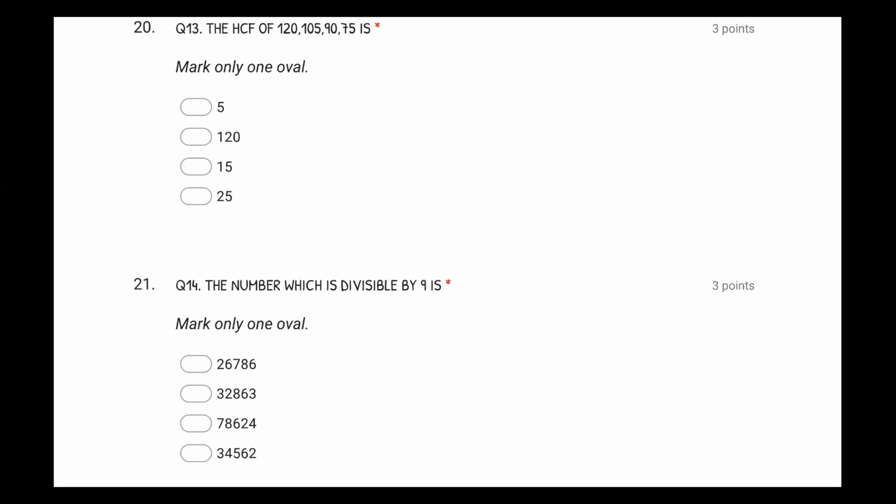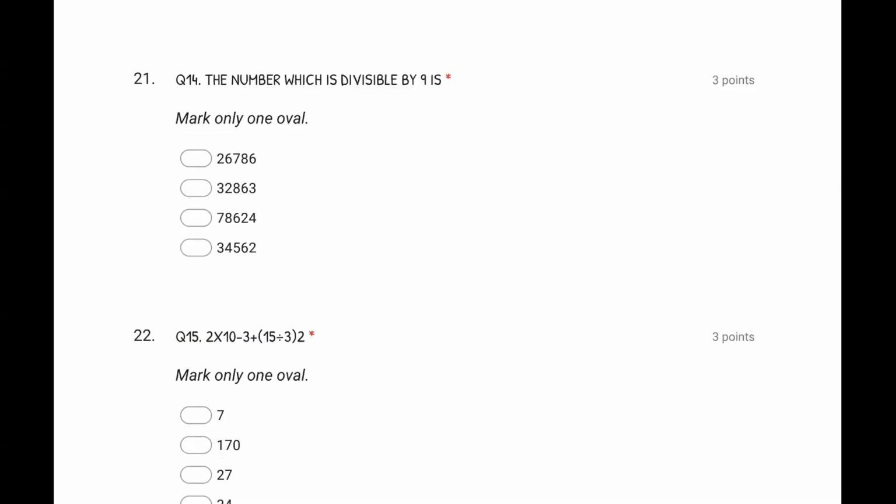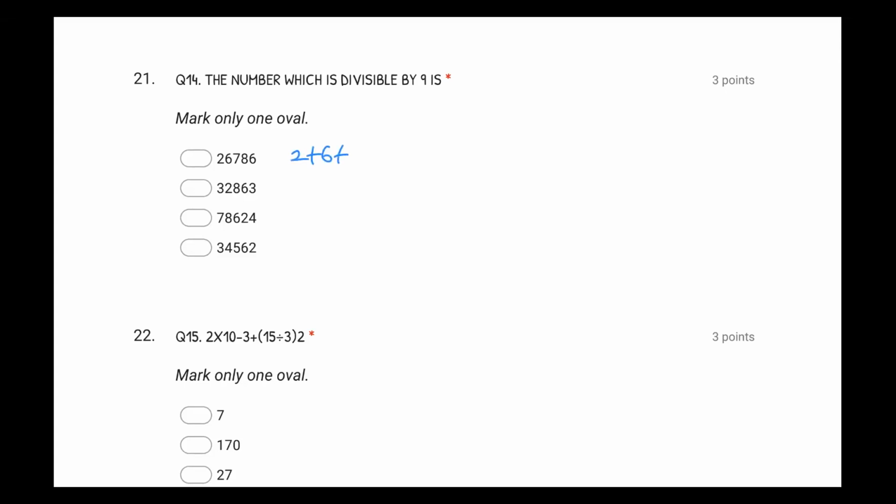And next, the number which is divisible by 9. The divisibility rule of 9 is the sum of the digits. If the sum of the digits of the number is divisible by 9, then the number will be divisible by 9.